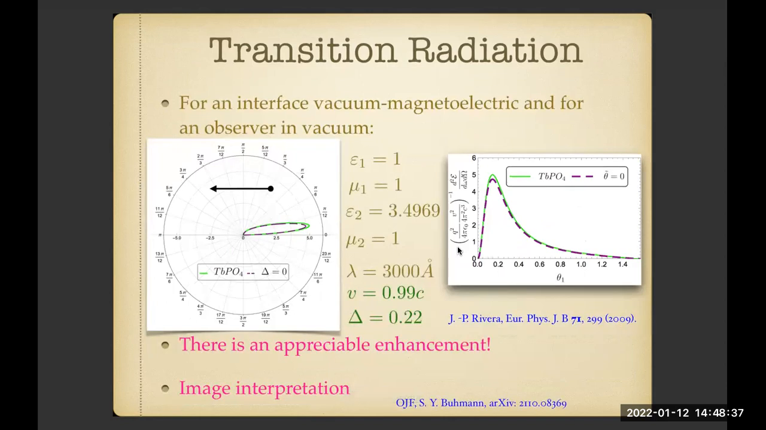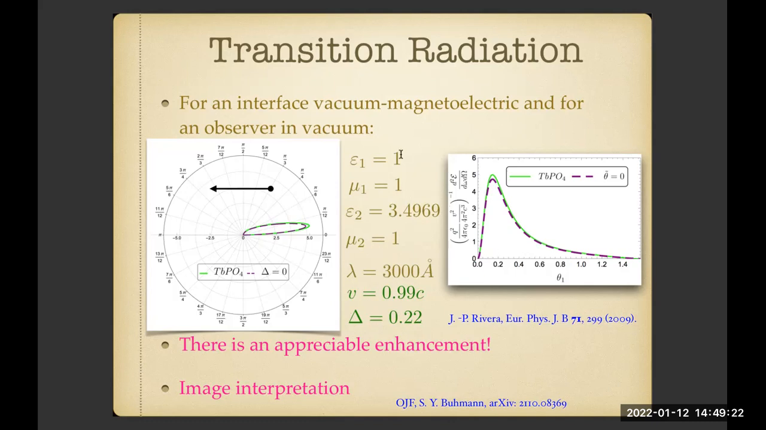But if we move on to the ultra-relativistic regime, and instead of a topological insulator, we change to a magnetoelectric, a concrete magnetoelectric, which is this one, we see clearly from both plots that there arises an appreciable enhancement between both radiations, between both angular distributions. And you could see that both maximums are in accord between both of them.